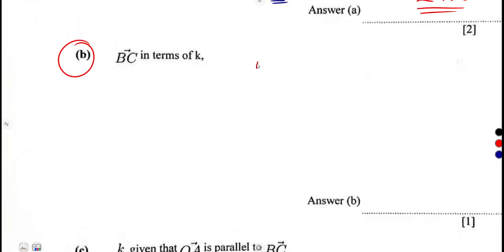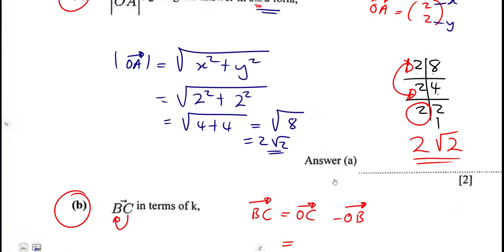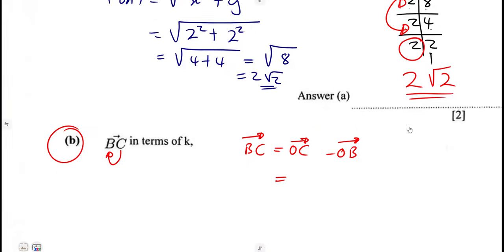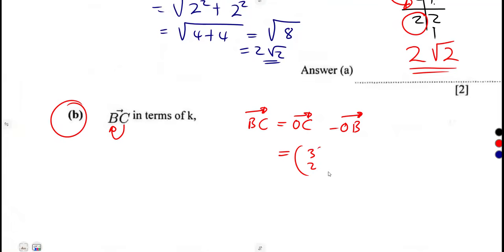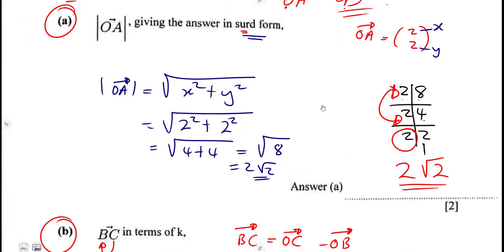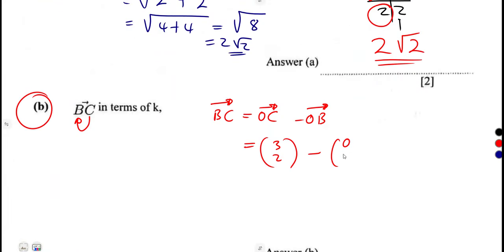So then BC in terms of k. So vector BC being a displacement vector can be taken from the position vector C minus B. So that's C minus B, which is vector OC minus vector OB. So vector OC is the point C from the origin, the point C, 3, 2 as it is, as a column, minus OB as it is in column, 0, k. So let us subtract 3 minus 0, that's what? 3 minus 0.